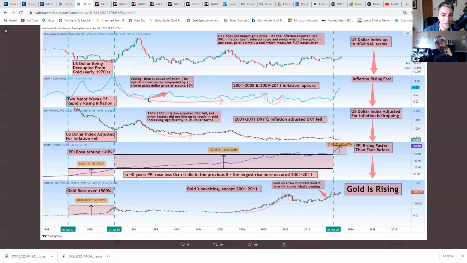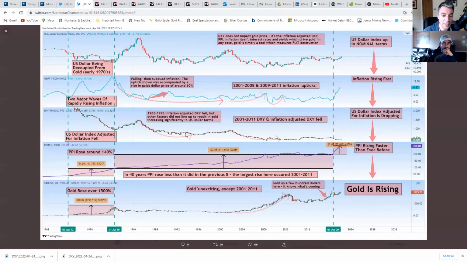There's also a little bit of an uptick in inflation back here in the late 1980s and into the early 1990s. And at that point, gold had a move, I think, of around about 60% as well. So there's a small bull run, I suppose you could say, in gold at that particular period. Underneath, I've got the US dollar index adjusted for inflation.